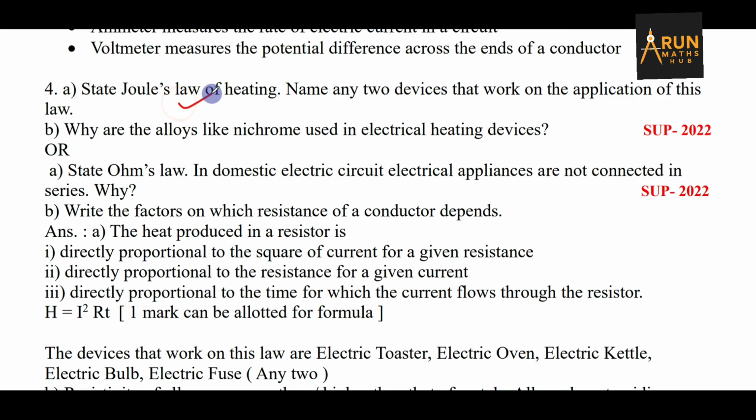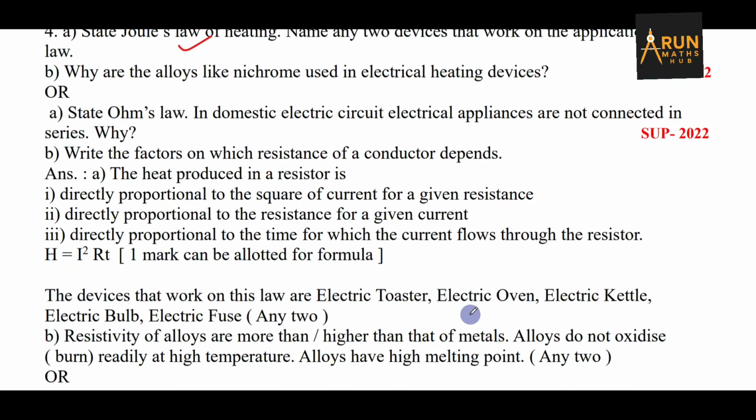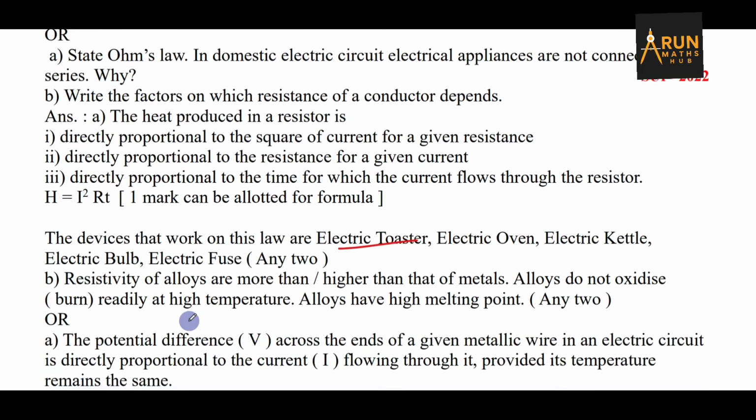Repeated question. Name the two devices that work on the principle of Joule's law of heating. The answer is many. We have electrical toaster, electrical oven, electrical kettle, electric bulb, electric fuse.